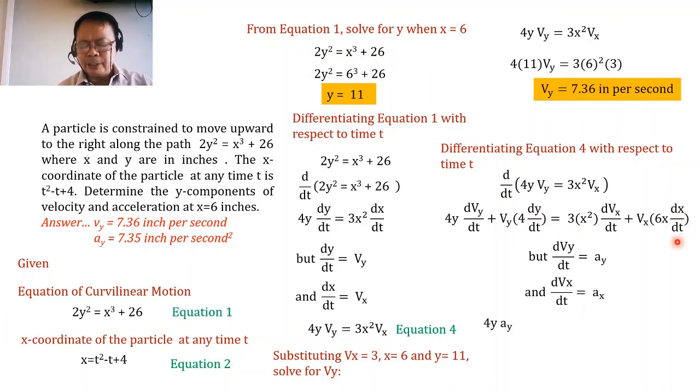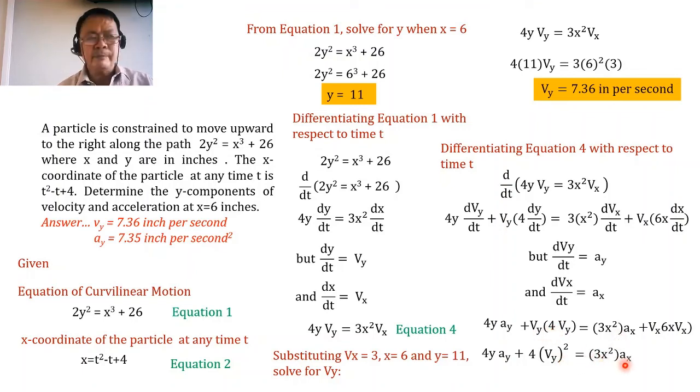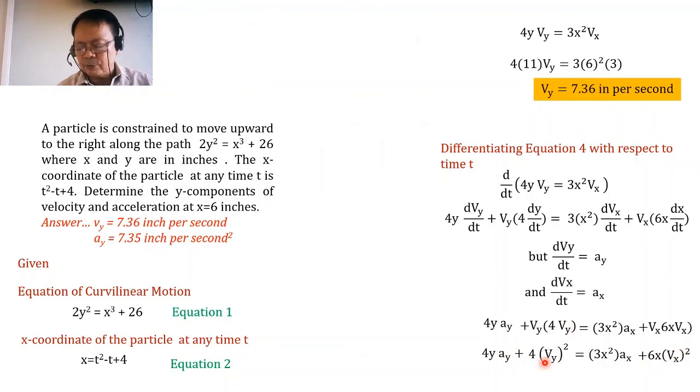So kapag sinubstitute natin yan, we shall have 4y multiplied by ay plus vy multiplied by 4vy, shall be equal to 3x squared multiplied by ax, plus vx multiplied by 6x multiplied by vx also. So vx and vx will just be equal to vx squared. Kapag simplify natin yan, I have 4ay y plus 4vy squared equal to 3x squared multiplied by ax plus 6x multiplied by vx squared. And so let us now consider this as our last equation.